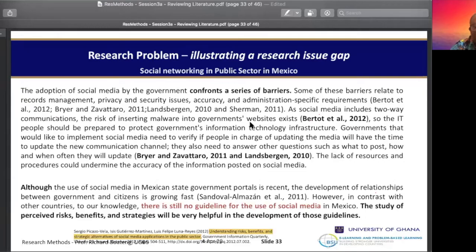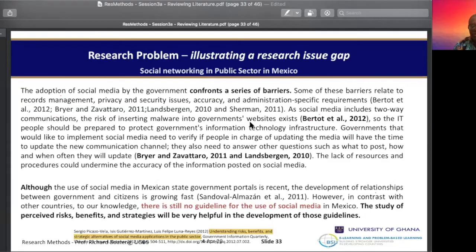Then he goes on to say, however, in contrast with other countries. As soon as you see the words in contrast with other countries, you are pointing to what? A geographic location. It means that it's more about what? A context gap. In contrast with other countries, there is, to our knowledge, still no guideline for the use of social media in Mexico.